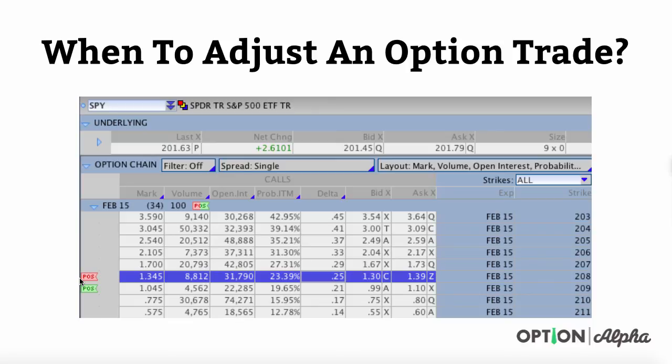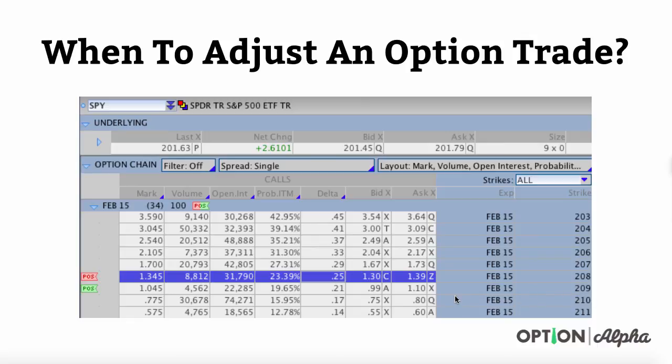And the fourth way that you can do it is if the underlying, in this case SPY, violates your long strike. So in this case, SPY would have to go from 201.63 all the way up past 209, which is your long strike here. Remember, we sold a 208, 209 call spread. So in this case, we'd only make an adjustment if the market gets all the way up to 209.